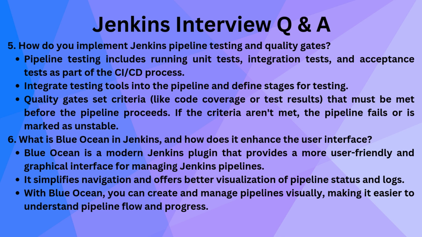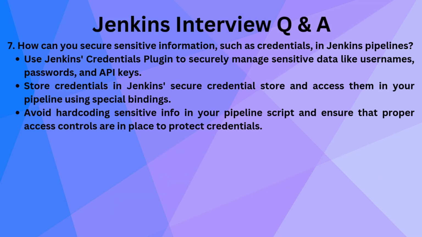7. How can you secure sensitive information, such as credentials, in Jenkins pipelines? Use the Jenkins Credentials plugin to securely manage sensitive data like usernames, passwords, and API keys. Store credentials in the Jenkins Secure Credentials Store and access them in your pipeline using special bindings. Avoid hard-coding sensitive info in your pipeline script and ensure that proper access controls are in place to protect credentials.